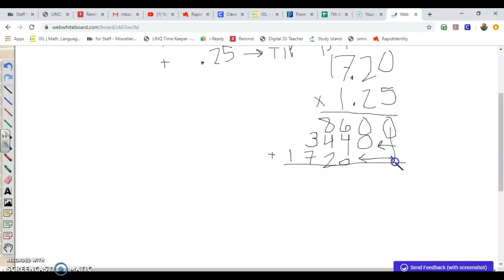Carry this down. 0 plus 0 is 0. 0 plus 0 is 0. 6 plus 4 is 10. Carry your 1. Alright, 8 plus 2 is 10. Plus 4 is 14. Plus 1 is 15. Don't forget to carry your 1. Okay, 7 plus 3 is 10. Plus 1 is 11. Don't forget to carry your 1. 1 plus 1 is 2.